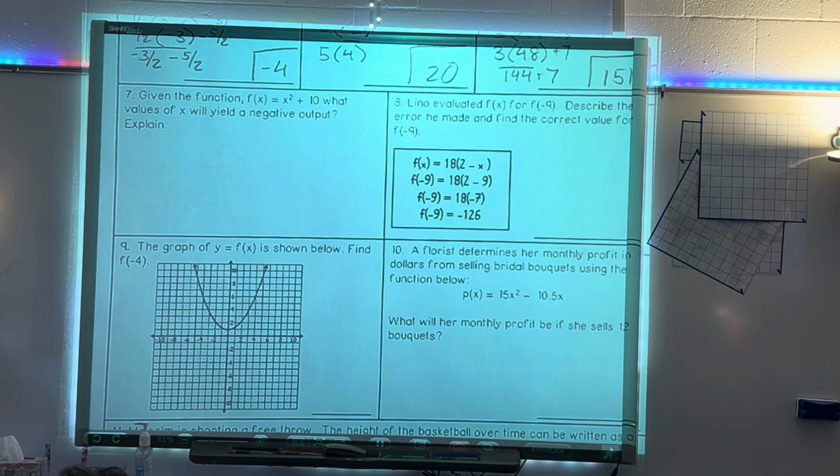Okay, so if I plug in -2 and I square it, I'm going to get 4, plus 10 is going to be 14. So did it give me a negative output? Because the question is, what could I choose for x and get a negative output? So pick another number. Let's see if we can figure it out.